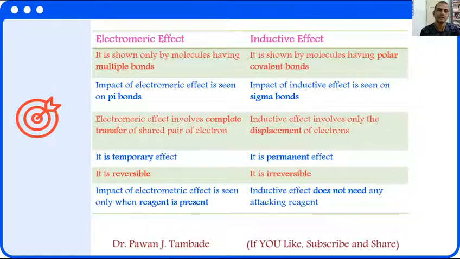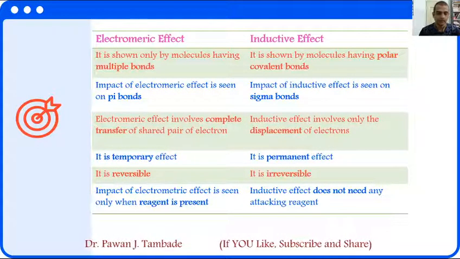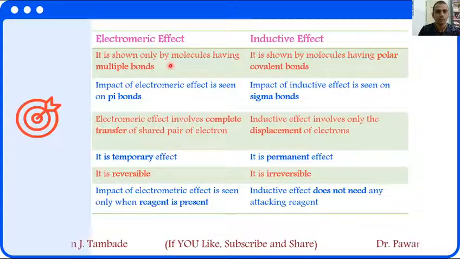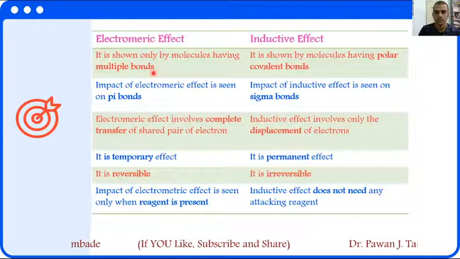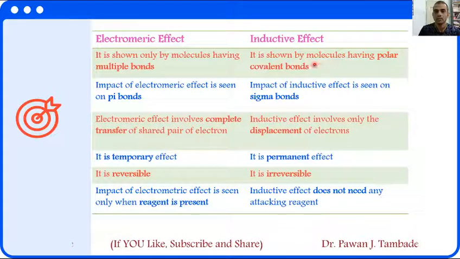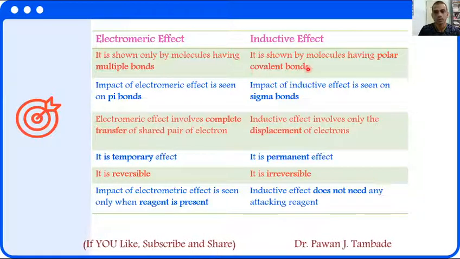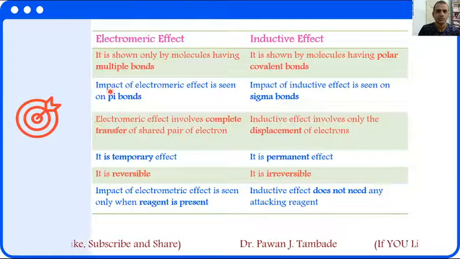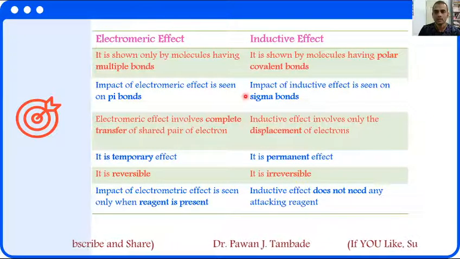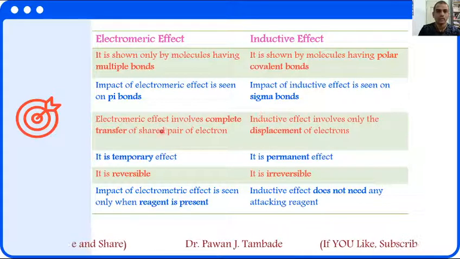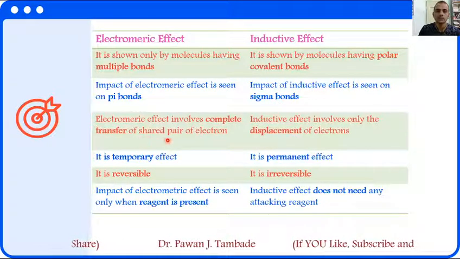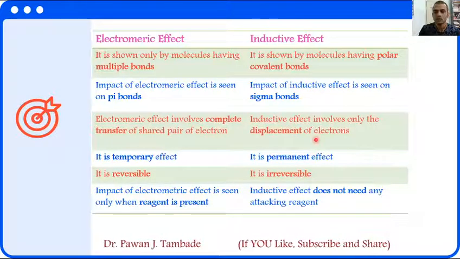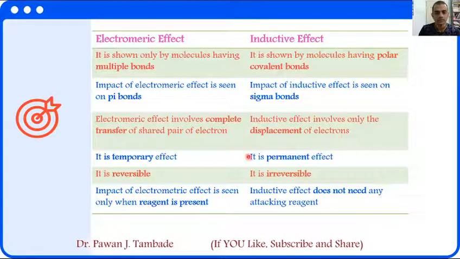Now we will see the comparison between the electromeric effect and the inductive effect. The electromeric effect is shown by molecules which have multiple bonds only. However, the inductive effect operates through sigma bonds or polar covalent bonds. So this is through pi bonds only, and the inductive effect is only through sigma bonds. The electromeric effect involves complete transfer of the shared pair of electrons. However, in the case of the inductive effect, it involves partial displacement of electrons.